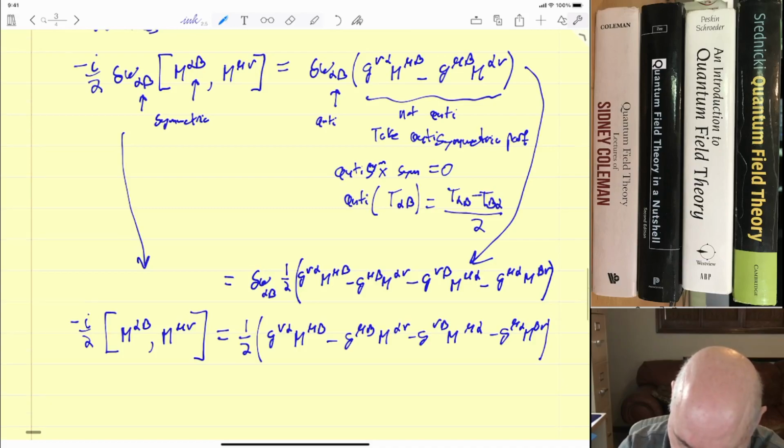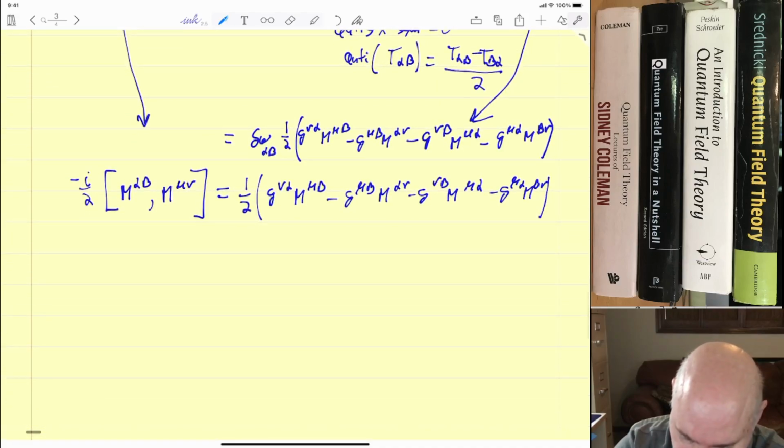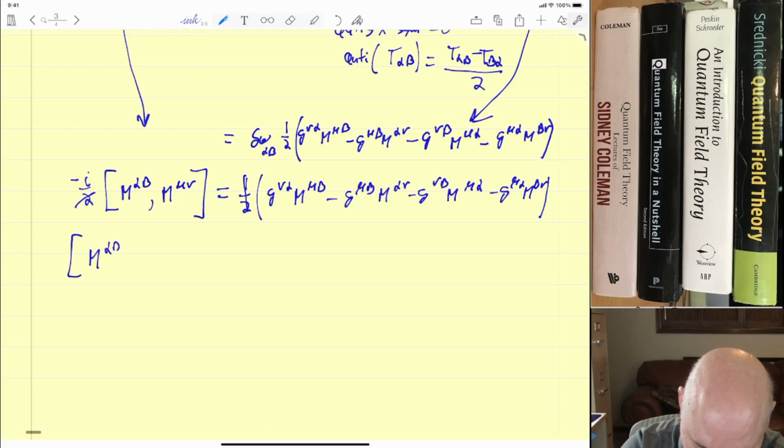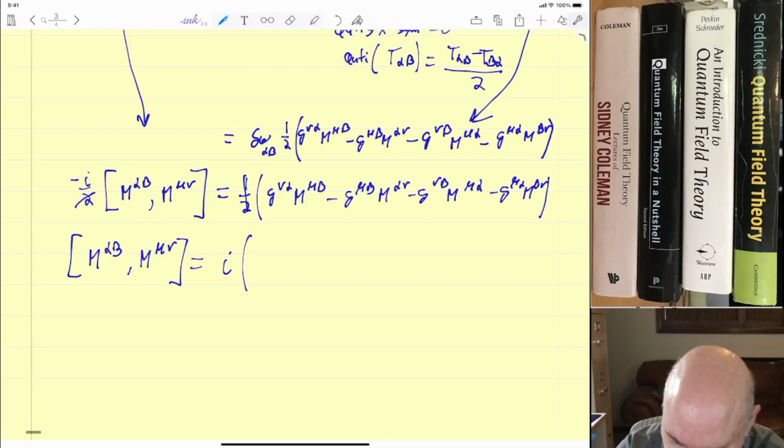So now we can cancel the half, bring the i to the other side. I have M alpha beta is equal to i times. And now I'm going to rearrange the terms here a little bit so that it's the same way as Srednicki writes it, in his fancy way.